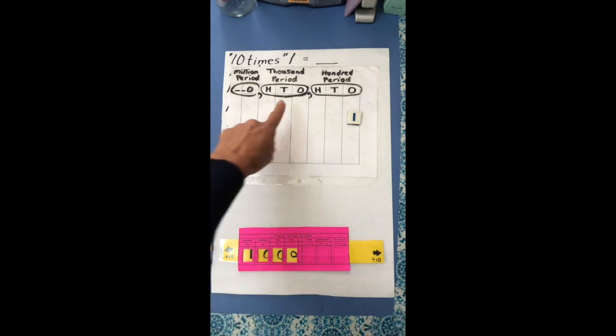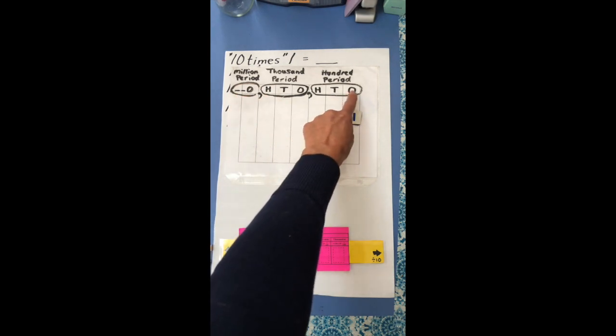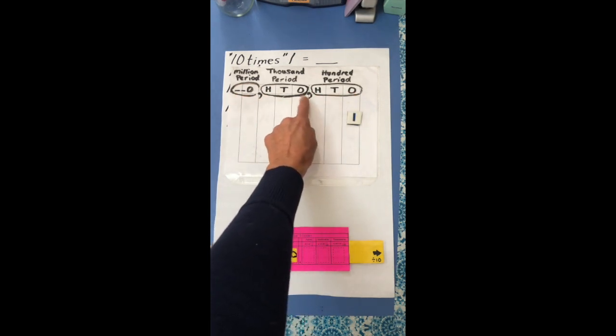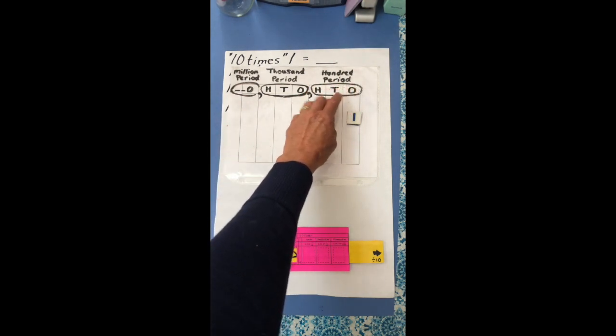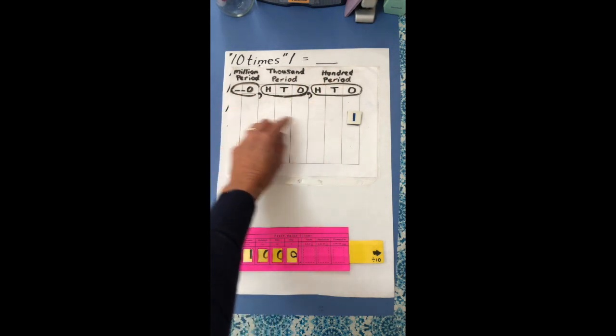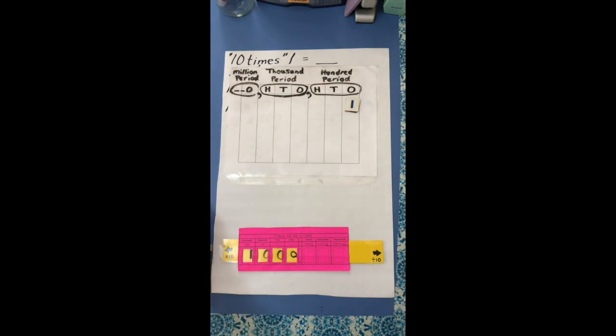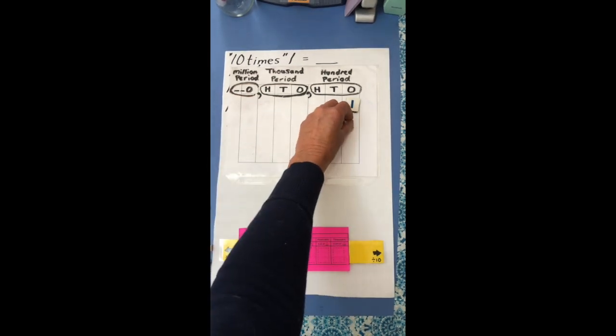I first took my blank place value chart, and I put in ones, tens, hundreds, comma, ones, tens, hundreds, comma, ones, tens, hundreds. So I did that repeated pattern. And then I circled each period: the hundreds period, the thousands period, the millions period. Then I have a 1 here. So this 1 cube is going to represent 1.